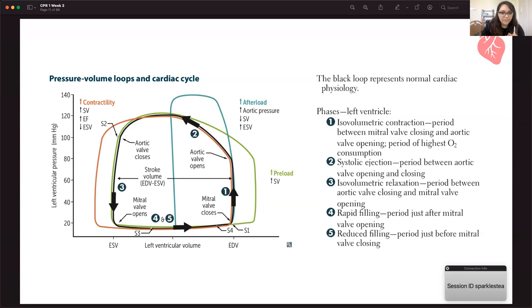But we are looking at our end systolic volume here. So my end systolic volume increased by a lot. So now if I'm trying to calculate that stroke volume, I'm subtracting my ESV from my EDV and I'm getting less of a stroke volume.